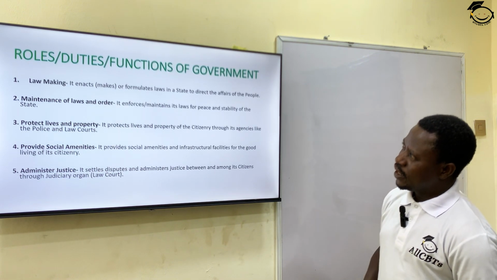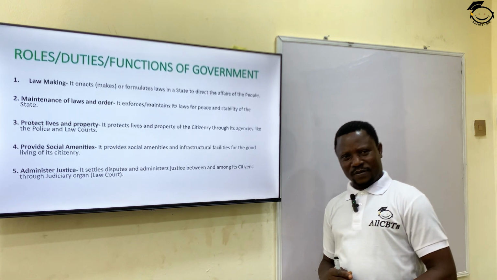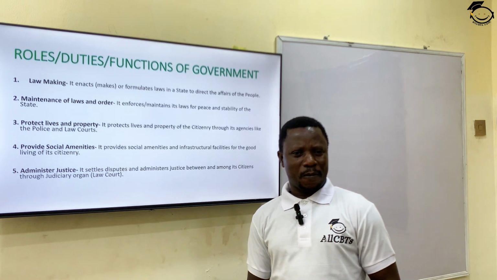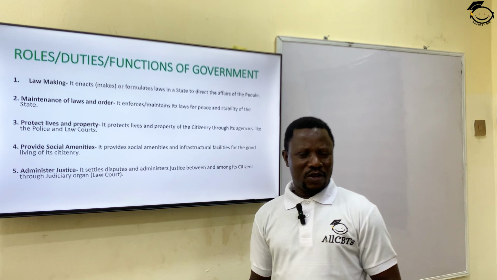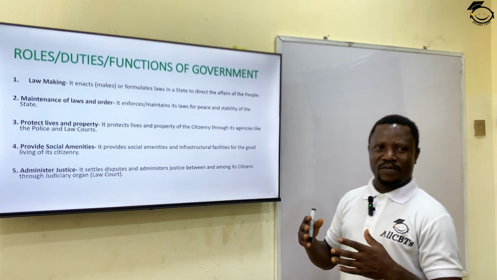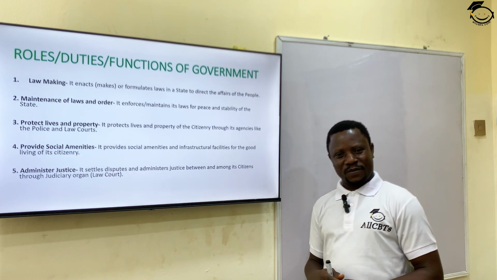Let's move on. Now we talk about government. What do we expect a good government to do for us? What are the duties of a good government? What are the functions that the government should perform in any state?